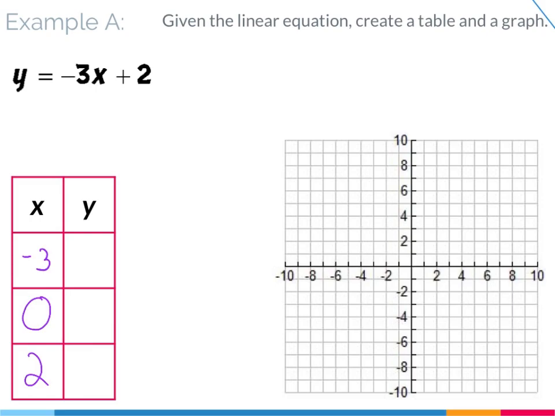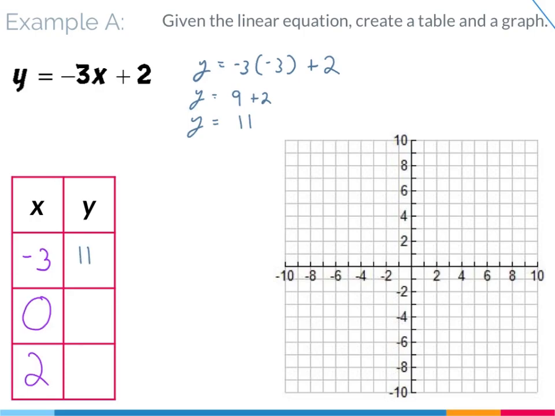Now we're going to start with our substitution. The first number that I have there on my table is negative 3. So I'm going to plug that in. I'm going to have y is equal to negative 3, and I use my parentheses when I substitute. So I've substituted my negative 3 and then plus 2. Then all I have to do is follow the order of operations. Negative 3 times negative 3 is going to give me positive 9. Then I'm going to have positive 9 plus 2. So 9 plus 2 is going to give me 11. So y equals 11. So when x is negative 3, y is 11.